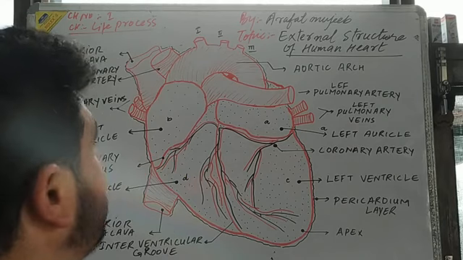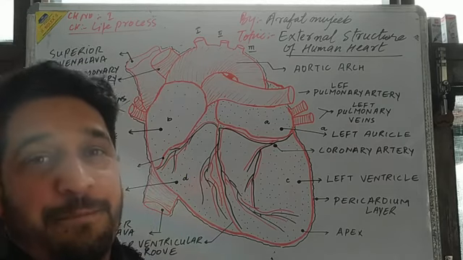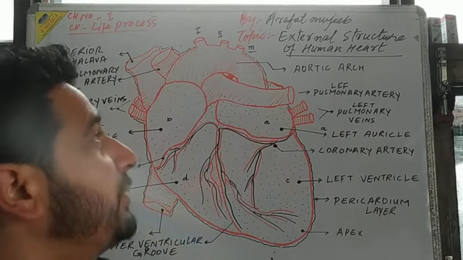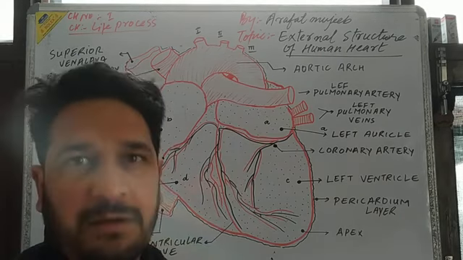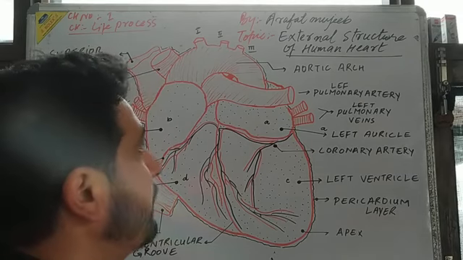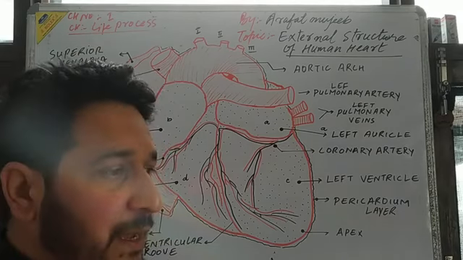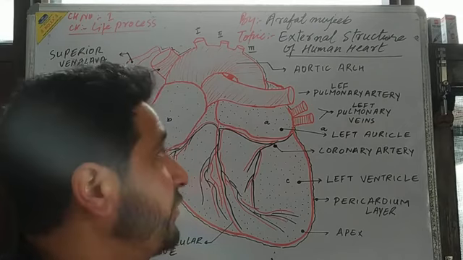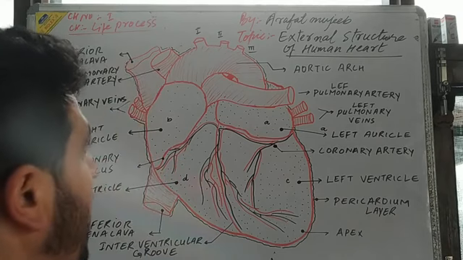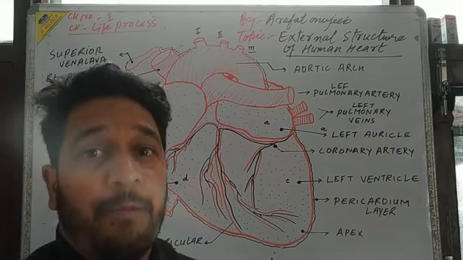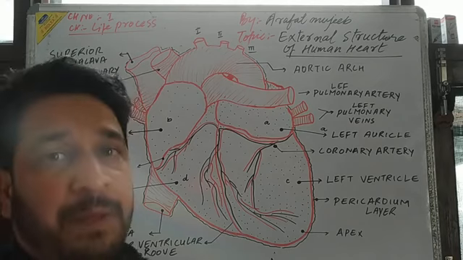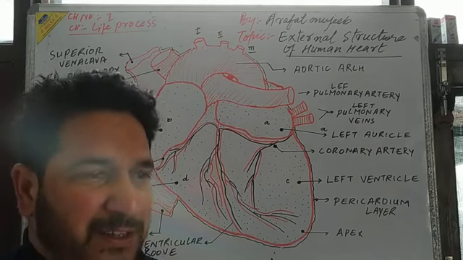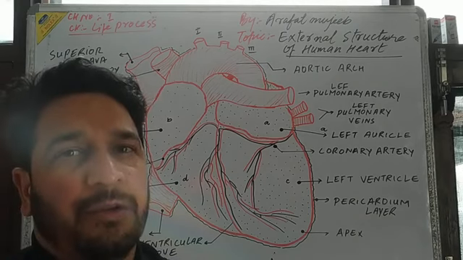Today I am with chapter number one, which is about life processes. In this chapter, today my topic to discuss is the external structure of the human heart. It is 10th standard biology, and now we have a look at the external morphology of the human heart, how it looks, what its appearance is, and where its position is in our body.